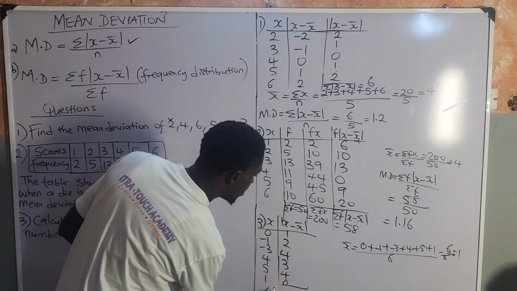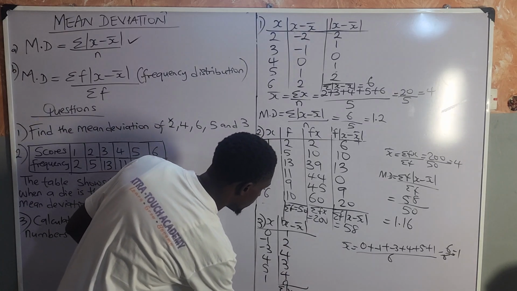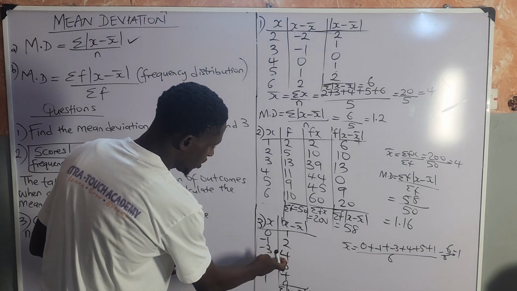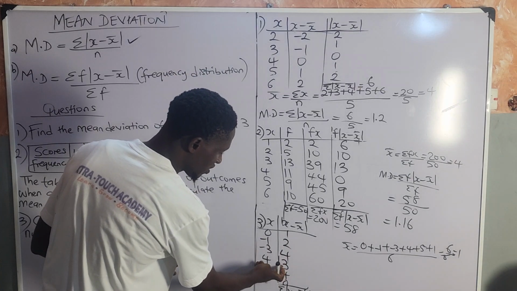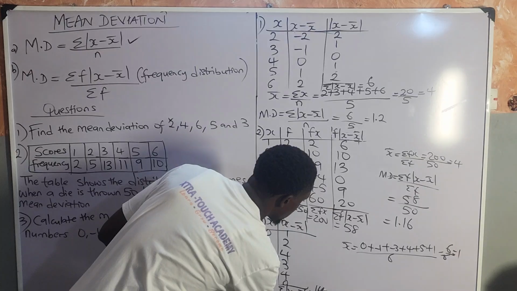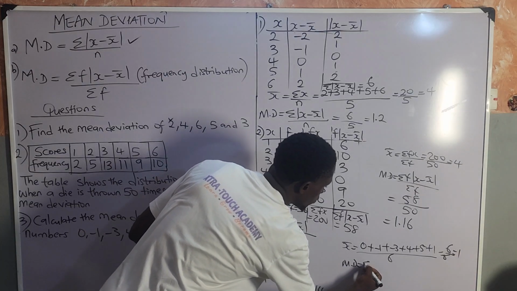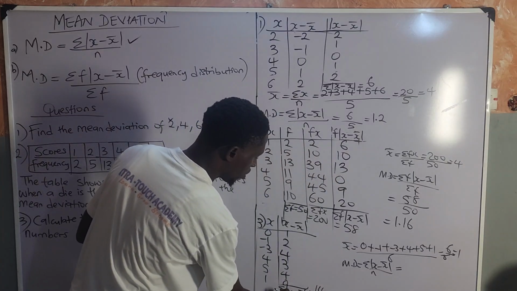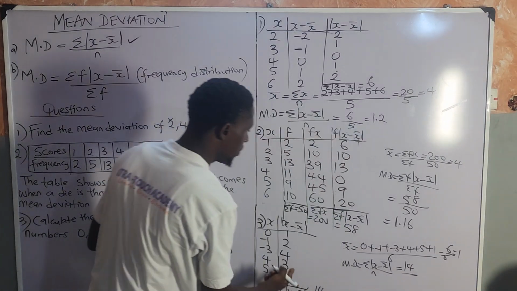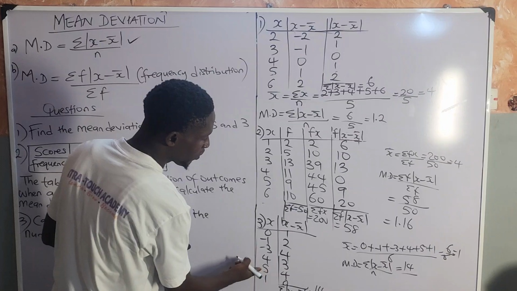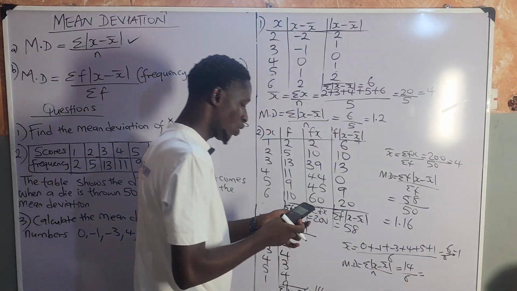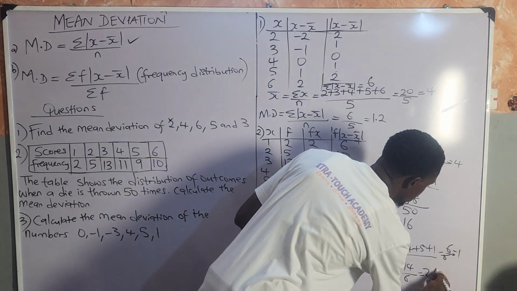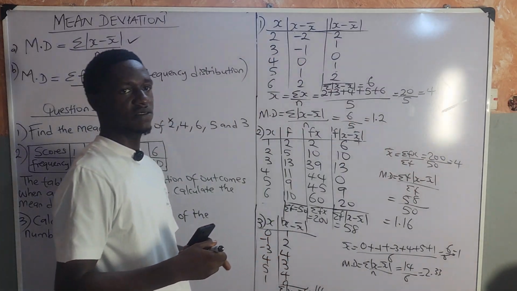So let's get the summation, which is 1 plus 2 is 3, 3 plus 4 is 7, 7 plus 3 is 10, 10 plus 4 is 14. So the mean deviation is equal to summation of the absolute value of x minus x bar over n, which is equal to summation of this, 14, over how many numbers are here? 1, 2, 3, 4, 5, 6. Over 6, which is equal to 14 divided by 6, which will give us 2.333333. So that is the final answer.